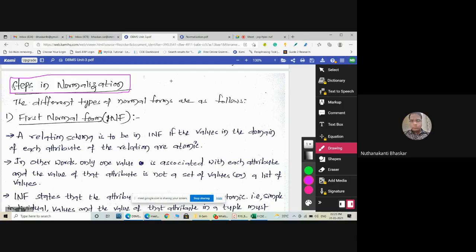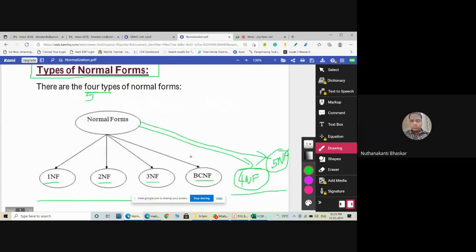Right. Now, how do we know which normal form I should apply to a relation? Because we have 6 normal forms, right? Yes or no? We have 6 normal forms or not? Yes, sir.